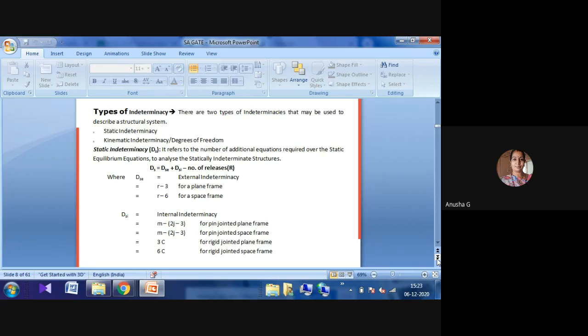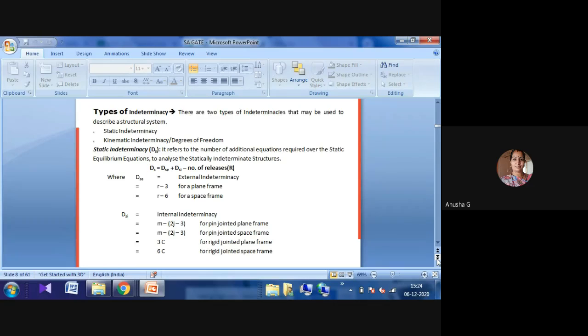To analyze the statically indeterminate structure, the degree of static indeterminacy is taken as DS, and that must equal DSE, the external indeterminacy, plus DSI, the internal indeterminacy, minus the number of releases. DSE is the number of external reactions, minus the equilibrium equations, which is 3 for a plane frame and 6 for a space frame. Like that you have to take it.